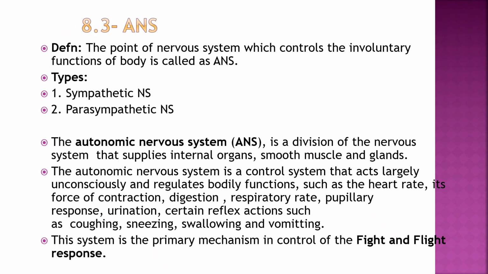ANS, that is autonomic nervous system. It controls the involuntary function of the body, and the types are the sympathetic nervous system and the parasympathetic nervous system. The autonomic nervous system is a division of the nervous system that supplies internal organs, smooth muscles and glands. It is a control system that acts largely unconsciously and regulates body functions like heart rate, force of contraction, digestion, respiration, pupillary response, urination, and certain reflex actions such as coughing, sneezing, swallowing, vomiting, hiccups. So this system is the primary mechanism in control of the fight and flight response.